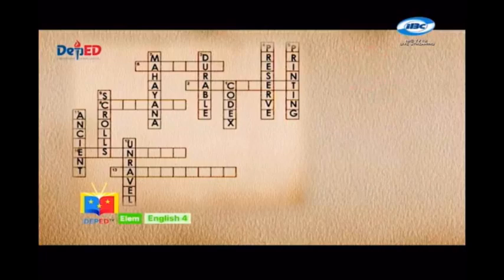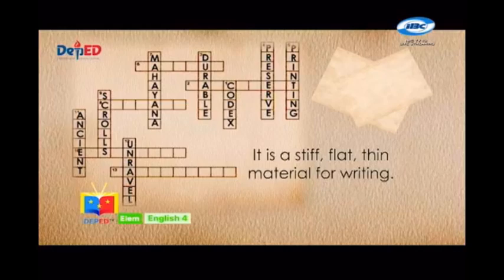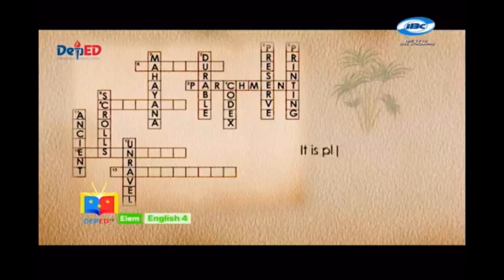How are your scores going so far, kids? Now, let's do across. Number 2. The stiff, flat, thin material used for writing is called parchment. Number 6. The plant used in the ancient times as a writing surface is called the papyrus.